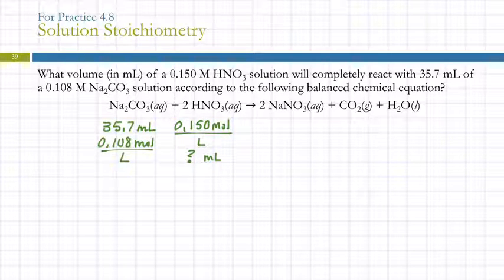So I'm given a volume, and I'm asked to find a volume. So this is volume to moles to moles to volume, instead of grams to moles to moles to grams. It's a variation on a theme. So I'm going to start out with my given. This is what I've been given, 35.7 milliliters of that sodium carbonate. And then I'm going to go to moles of sodium carbonate.